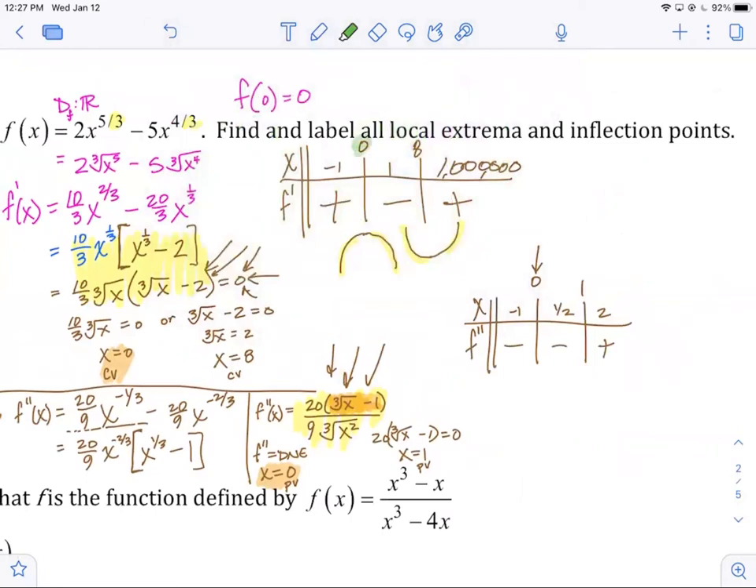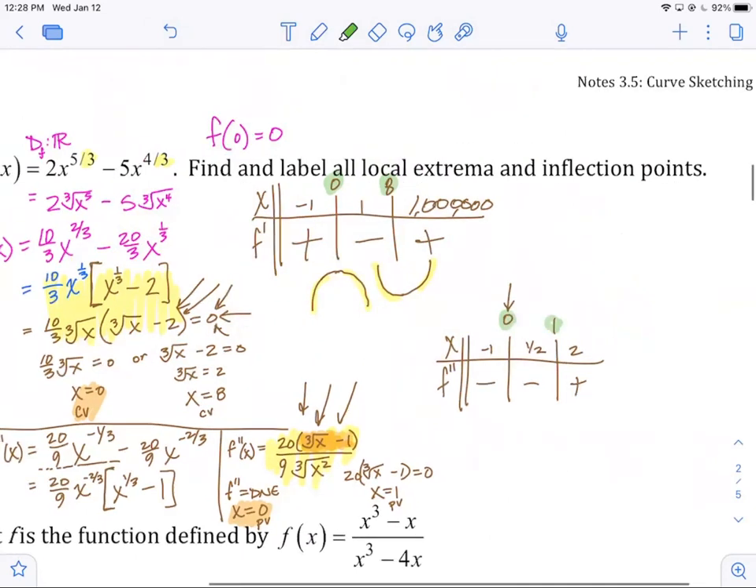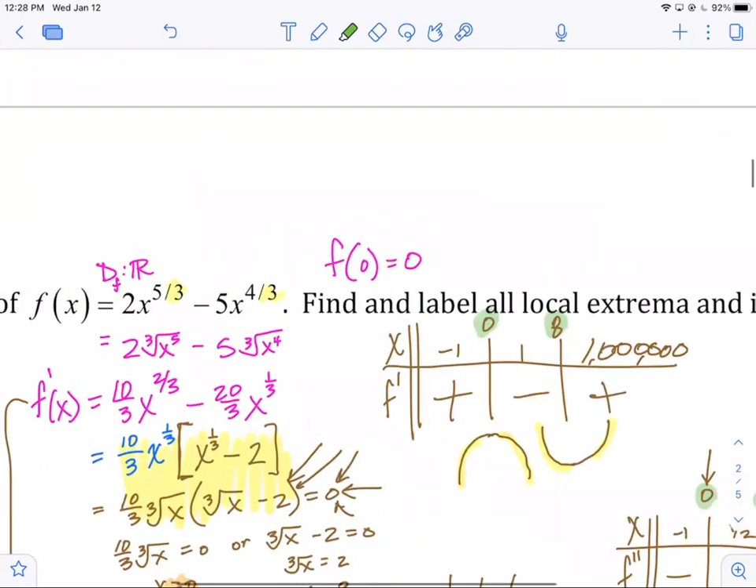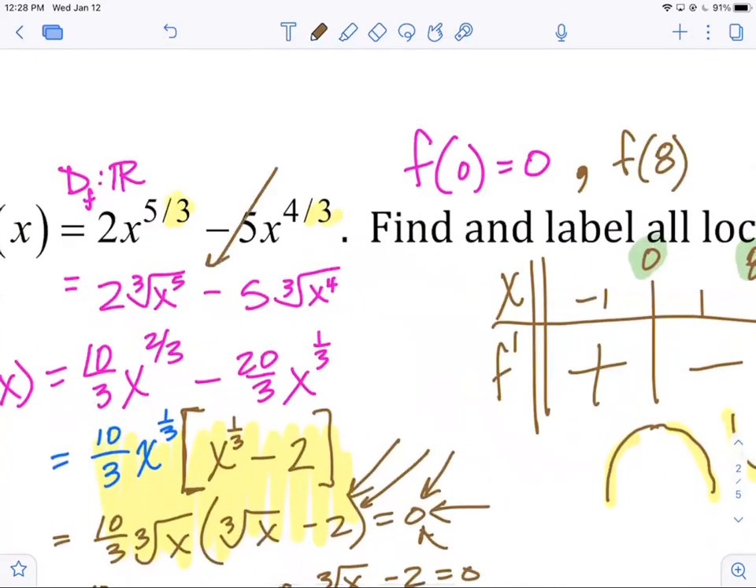We know that 0 is a good one, 8 is a good one, 0 again is a good one, and 1 is a good one. Now that I have collected all of my meaningful candidates, let's go back to the original function and find their graphing partners, the y coordinates that go with them. All right, we already found 0. And now let's just go ahead and plug in 8. F of 8, going back to the original problem.